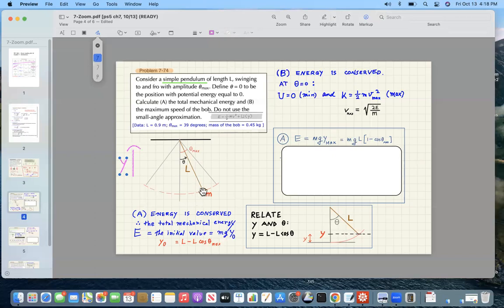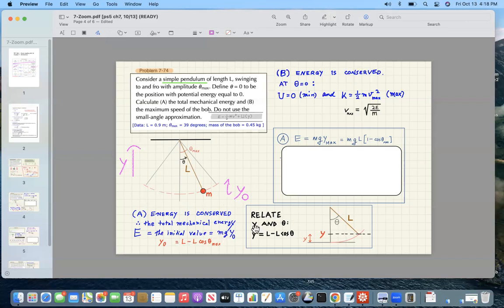Then the potential energy will be mgy. And I guess this distance would be y0. So the energy will just be the initial value of the energy because it never changes. It'll just be mg times the initial height, which is y0. Well, we're given the initial height in terms of theta max, so we would want to convert from theta max to y0.